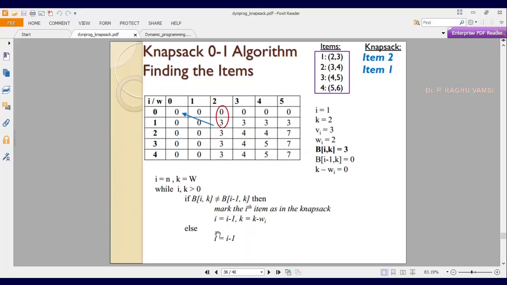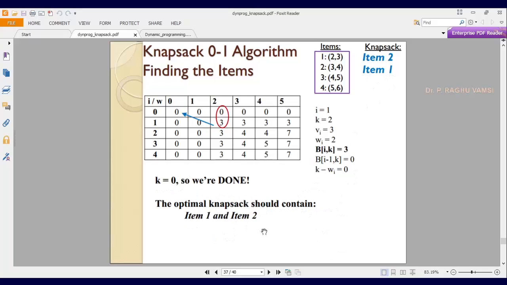Now 2 minus 1, that is i is equal to i minus 1. Now first item to be considered here. So B of i comma k is equal to 3 and B of i minus 1 comma k is equal to 0. Now these two are not equal. Then mark the ith item as in the knapsack. That is item 1 will be placed again in the knapsack. Then we have done, because we cannot go further. So k is equal to 0, so we have done.